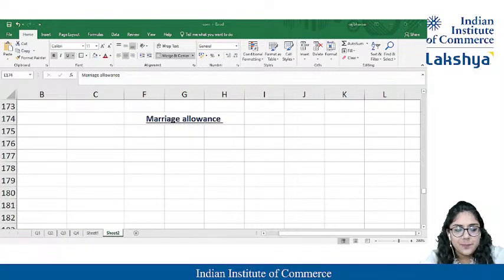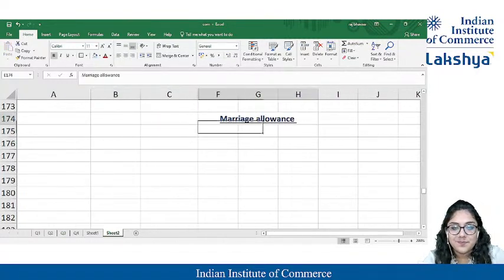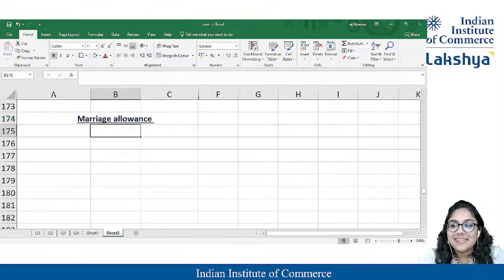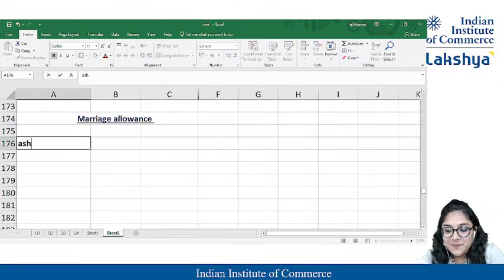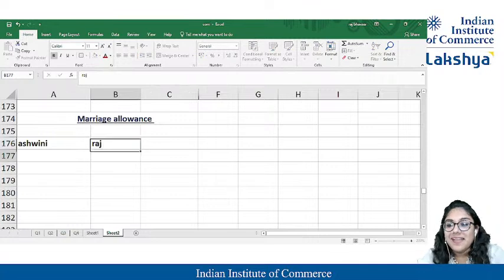And what is important in the marriage allowance, ma'am? For example, it's me and my husband. I'll literally write my husband's name over here. By the way, I'm married. Cool. It's Ashwini and Raj.